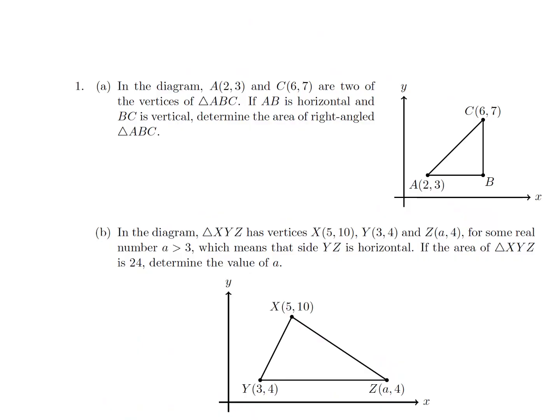In the diagram, A and C are two of the vertices of triangle ABC. AB is horizontal and BC is vertical. Determine the area of the right-angled triangle ABC.